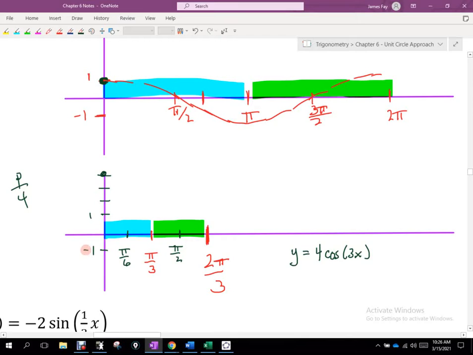Okay. Then over here on the parent function, it stopped at the same y value at the end of its period. So on the transformation, it needs to stop at the same y value at the end of its period. Okay, everybody? Halfway in between, that point right there on the parent function was at its minimum, at -1. So now halfway in between on the new period, it needs to be at its minimum of -4.